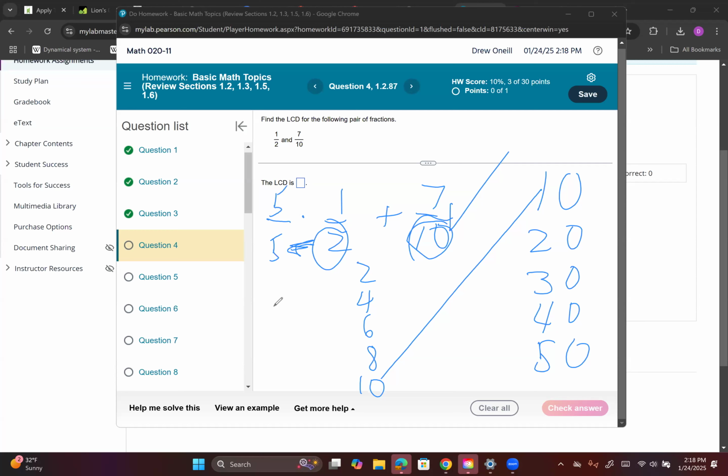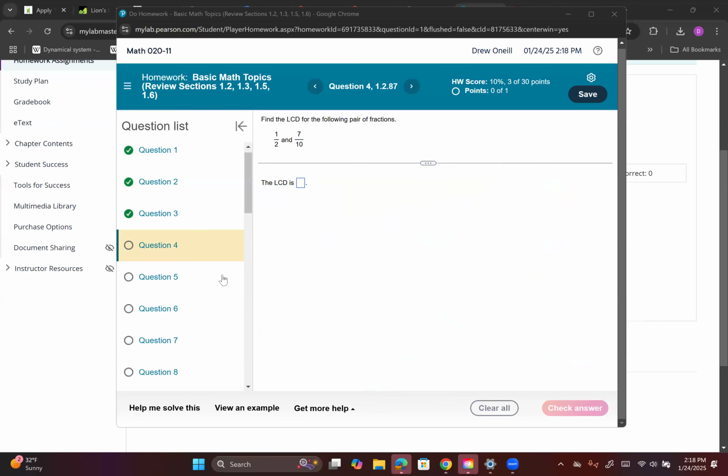So this would give us 5/10. And you can see that 5/10 is a half. These are the same thing. And if we add that to 7/10, we would get 12/10. So the LCD is 10, okay? So that's that. Any other ones here?